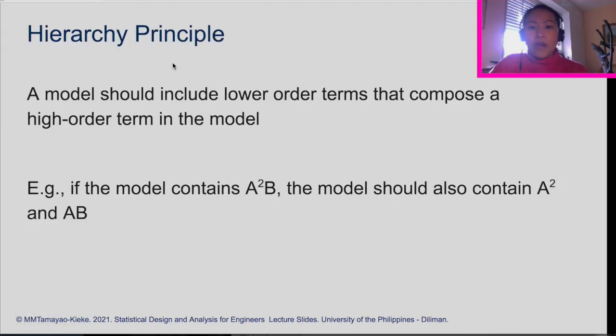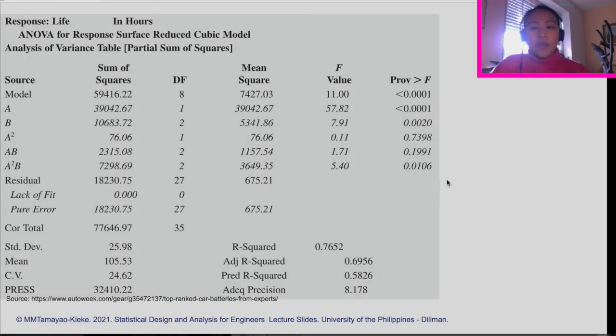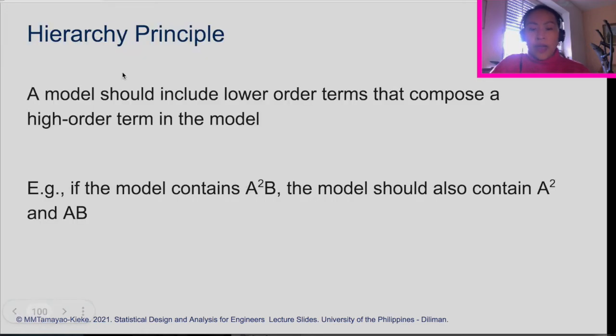However, according to the hierarchy principle, a model should include lower order terms that compose a high order term in the model. So if we deem that A squared B is significant, based on the results shown here, we want to include it in the model, right? But with the hierarchy principle, if we include A squared B, the model should also contain A squared and AB, which are the lower order terms.